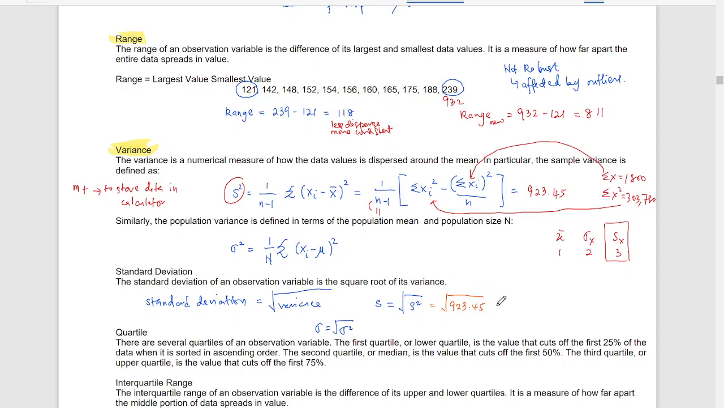923.45, or you can just simply use the calculator just now, shift number 2 and then choose number 3, so you get the answer to be 30.39. If we take 3 decimal places, it will be 30.388. Alright.